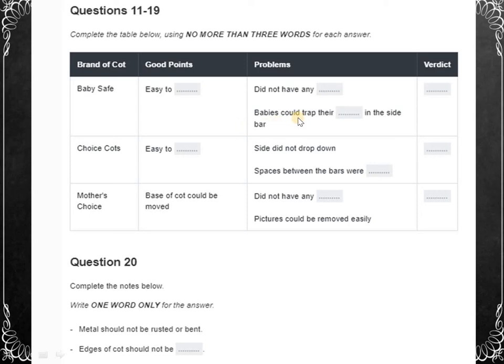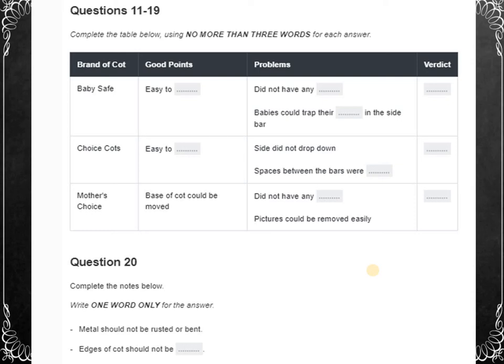So something is missing. Babies could trap some part of their body inside the side of the bar. It obviously means that side did not drop down. Places between the bars where maybe it is small or tiny or something like that. So did not have any, so there's a missing part again. So the verdicts for everything. So once you look into this tabular column, you get a vague idea of what would be the missing word.